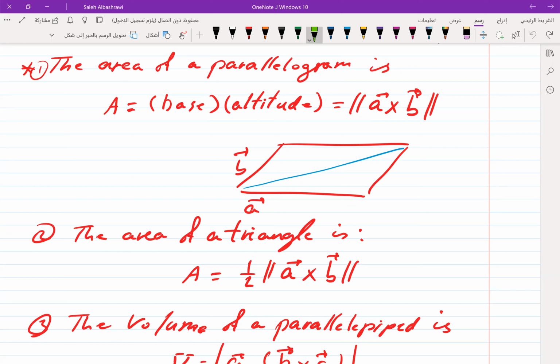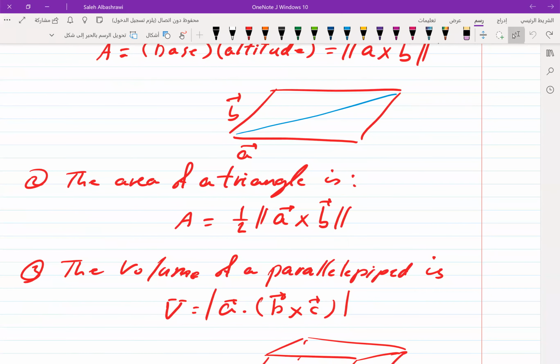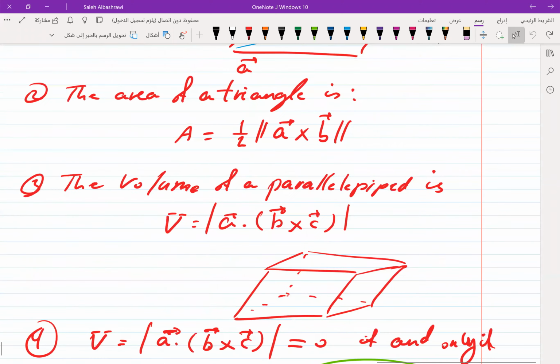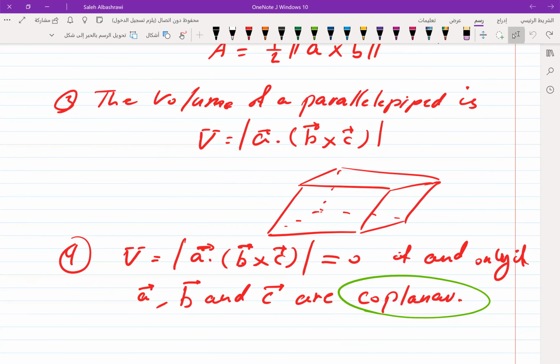We finished by giving the rules for some applications of cross multiplication. The area of a parallelogram is given by the magnitude of A cross B, and the area of a triangle is equal to half of the magnitude of the cross product A cross B. We also gave the rule for the volume of the parallelepiped, given by the absolute value of the triple product A dot B cross C. And if the volume is equal to 0, then the three vectors are said to be coplanar.